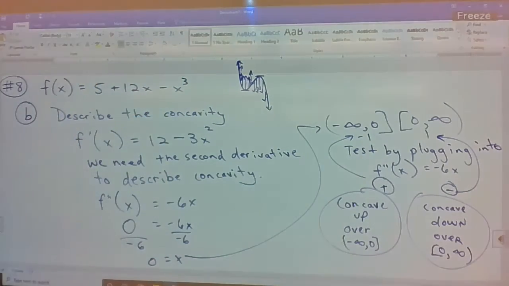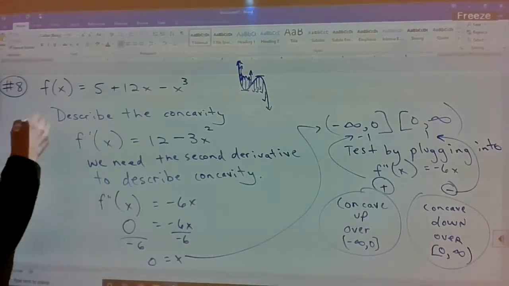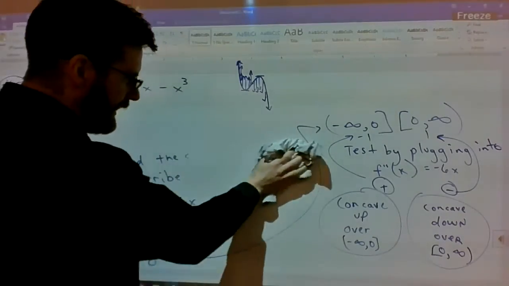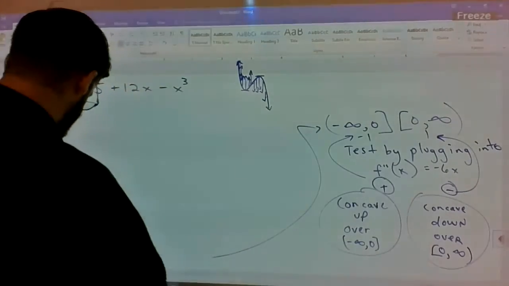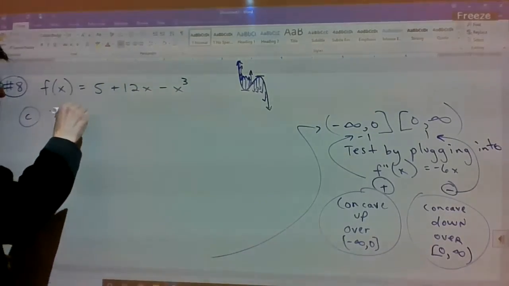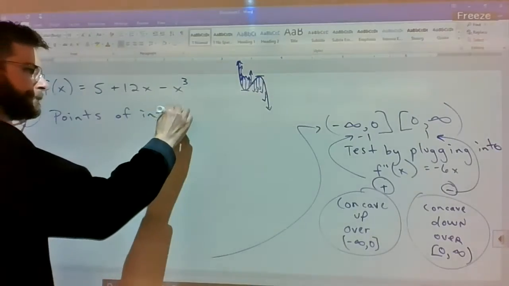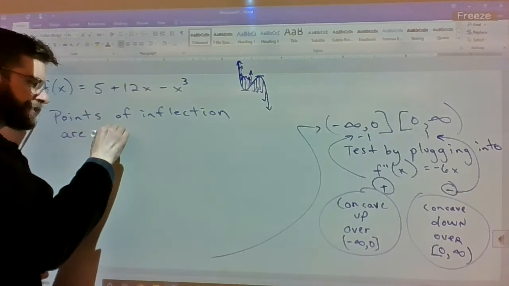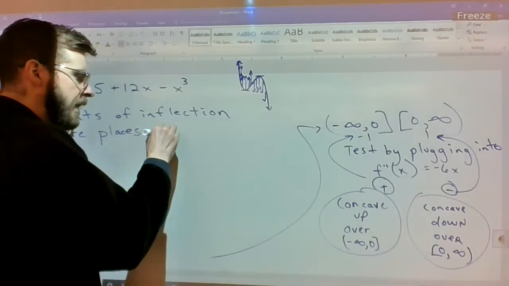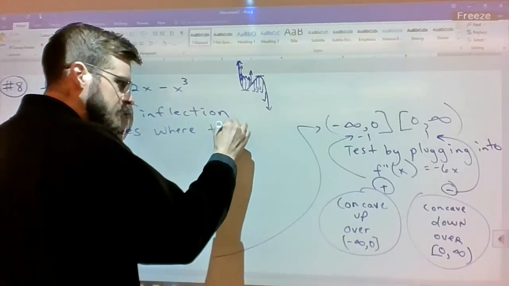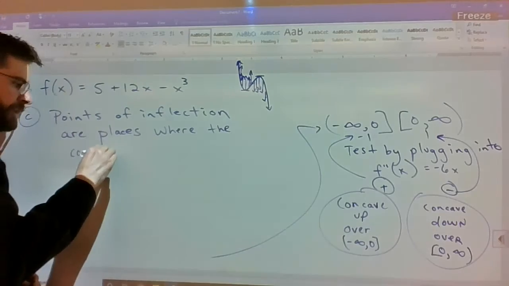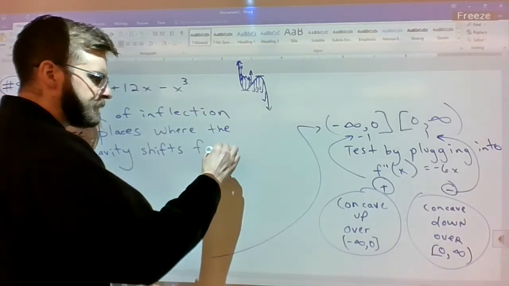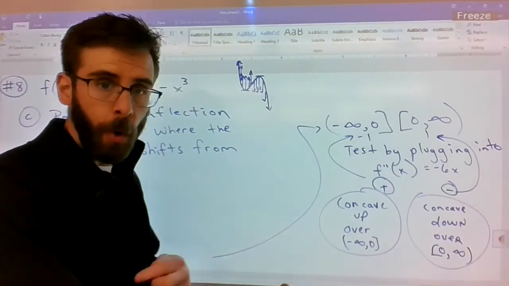Part C is just naming the points of inflection. So we don't really need that here. Points of inflection are places where the concavity shifts from up to down or down to up.